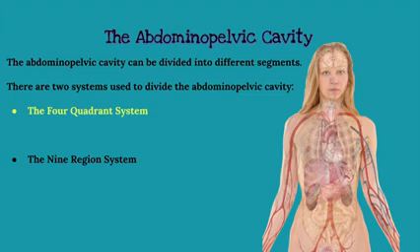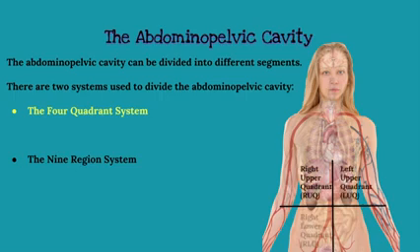The abdominal pelvic cavity can be divided into different regions. This can be done using the 4-quadrant system or the 9-region system. Now, the 4-quadrant system is achieved by drawing one transverse line along the umbilical region or belly button, and then one mid-sagittal line. And this is a very simple method. It'll give us 4 equal quadrants: the right upper quadrant, the left upper quadrant, the right lower quadrant, and the left lower quadrant.